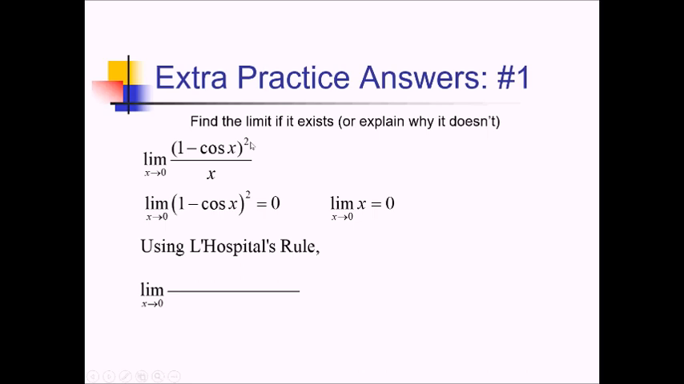In the numerator, we've got something to the second power. Derivative is going to be 2 times the something. So we have 2 times 1 minus cosine of x times the derivative of this inner function. Derivative of negative cosine is going to be positive sine of x. And in the denominator, derivative of x is going to be 1. All right, so if we plug 0 into the numerator, sine of 0 is going to be 0, and that zeroes out everything. Denominator is not 0. So this whole thing is just coming out to 0.